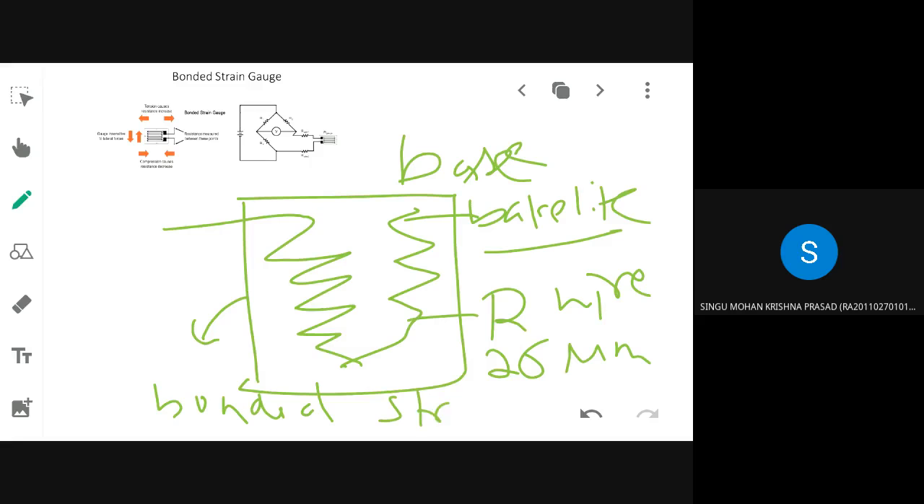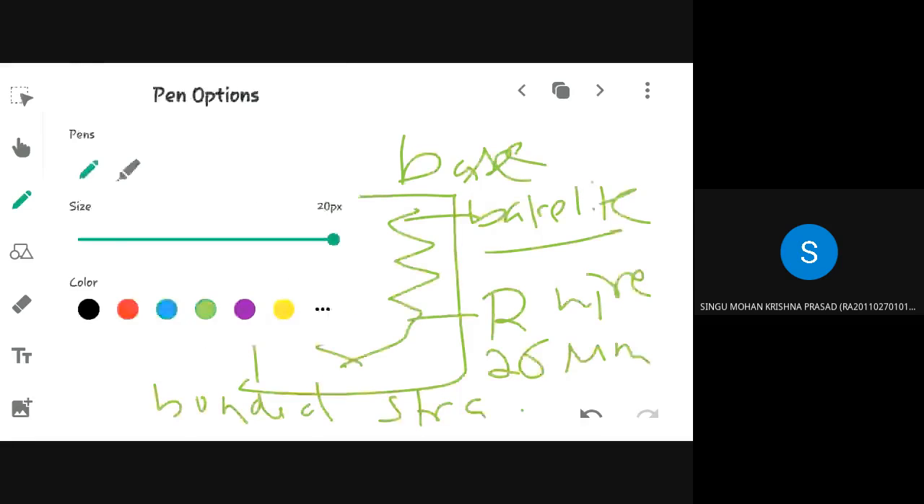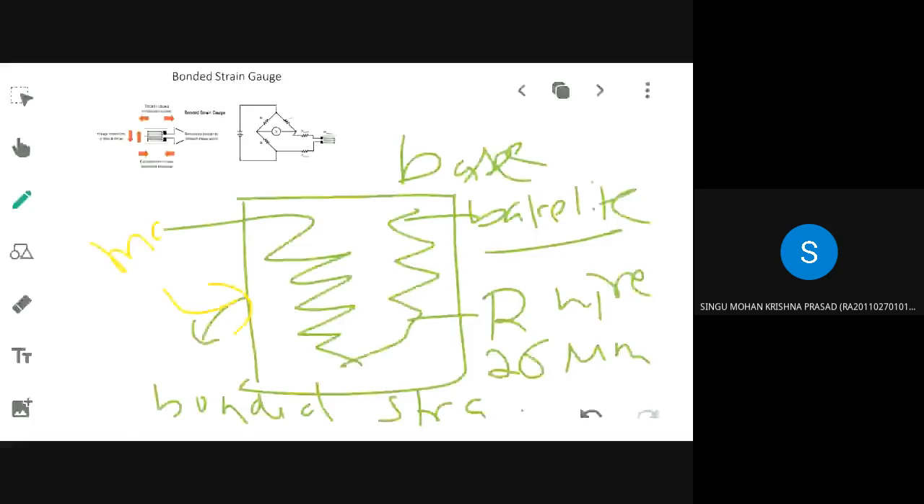Underneath this arrangement, you are going to keep the material that you are going to study. That material's strain only you want to measure. So that material you are going to keep underneath. You will be fixing the top with an adhesive. You will be bonding the material with the help of an adhesive. Adhesive means like a gum. Now you understood?